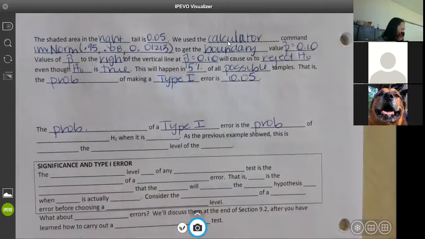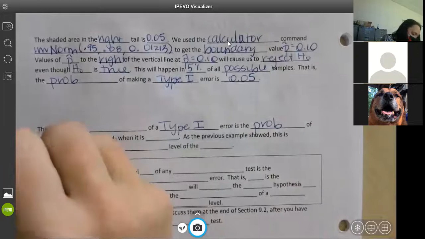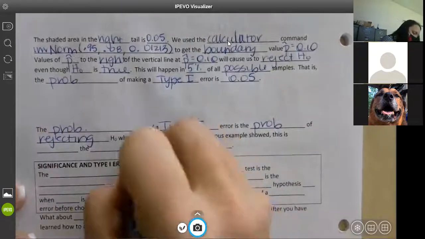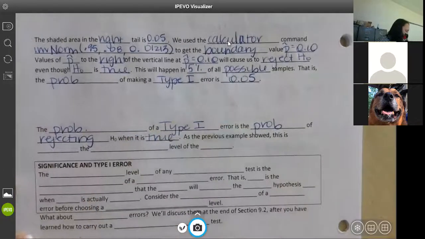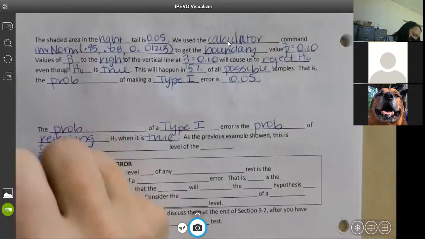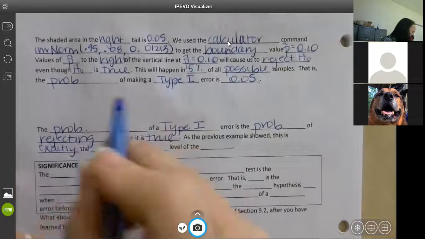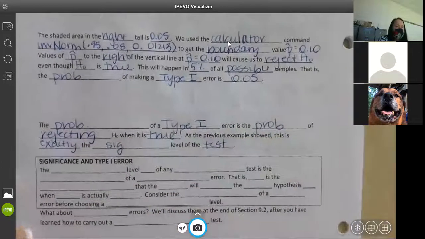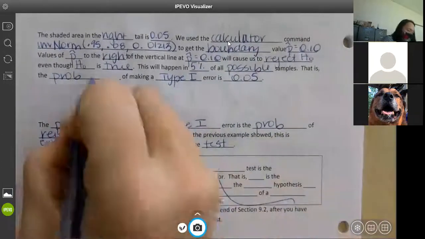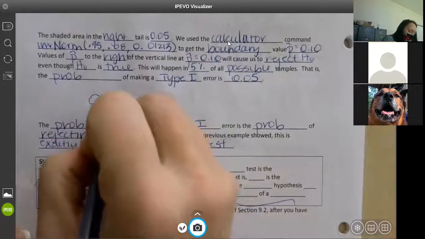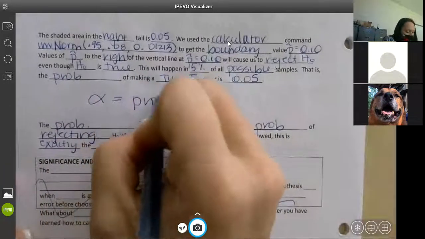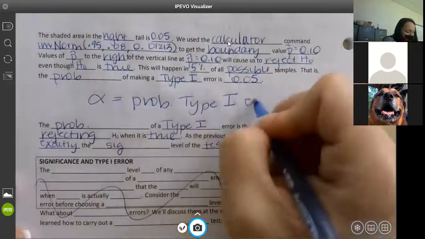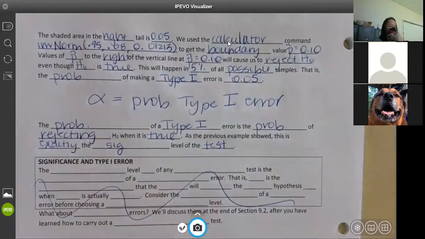The probability of a type 1 error is the probability of rejecting H sub O when it is true. As the previous example showed, this is exactly the significance level of the test. So I don't care about all this down here. Your alpha is the probability of a type 1 error. That's what you need to get out of that.